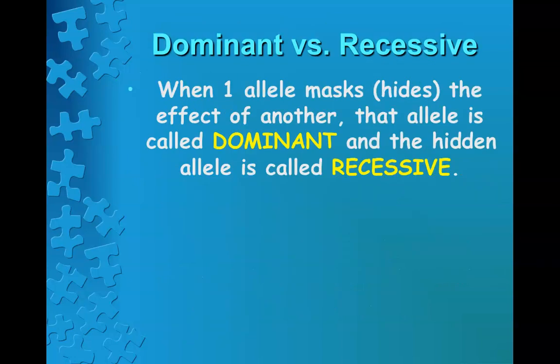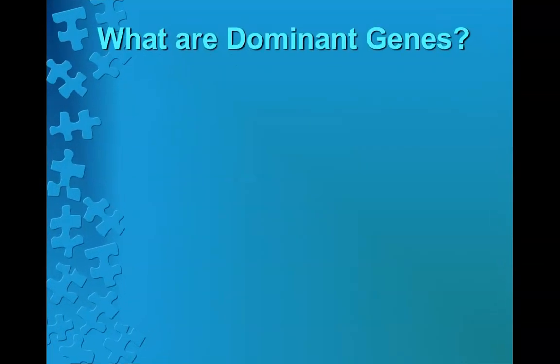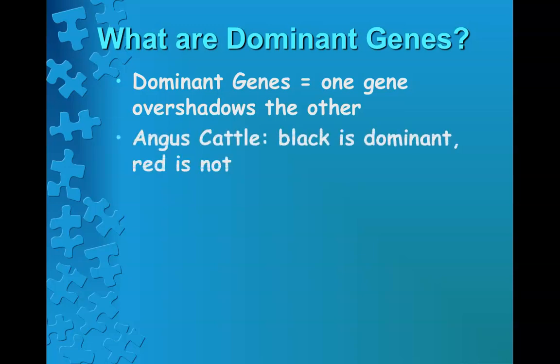So again, one allele masks or hides the other. That's your dominant. The one that gets hidden is your recessive. And so we conventionally use capital versus lowercase letters to represent what's the dominant feature versus what's the recessive. So capital is the dominant, recessive is the lowercase. So your dominant gene is the one that overshadows the other.